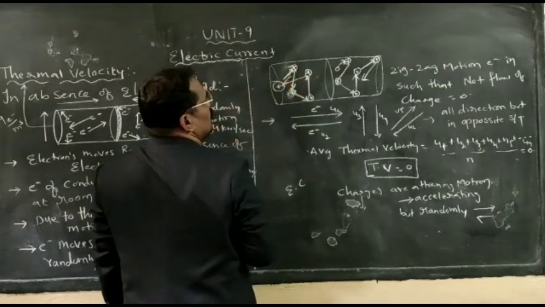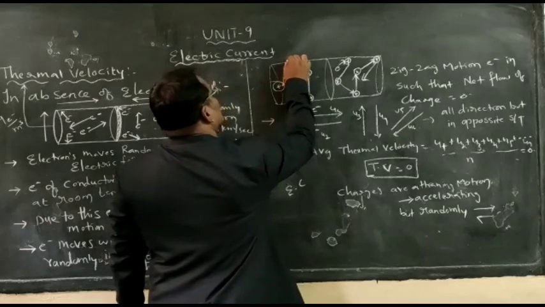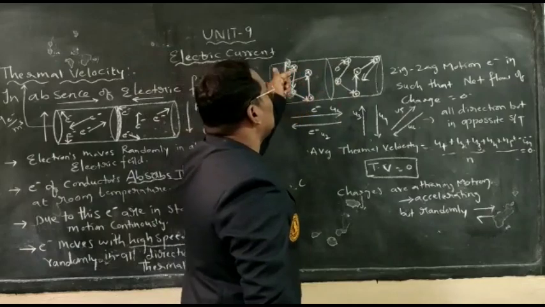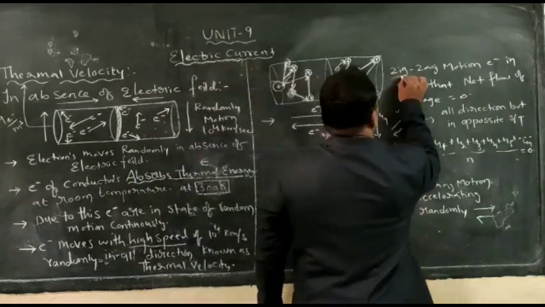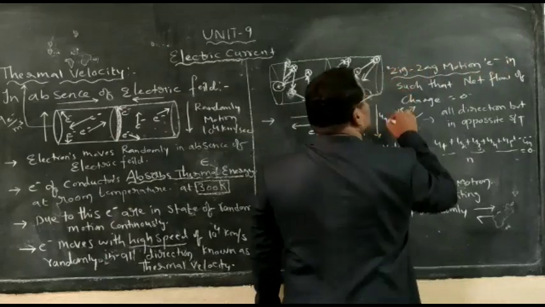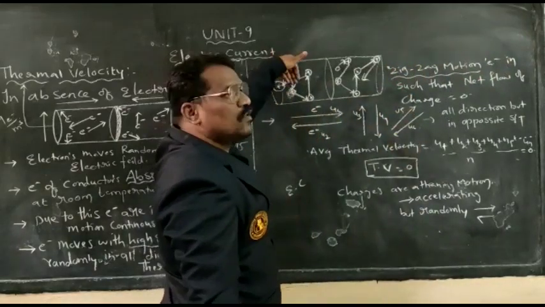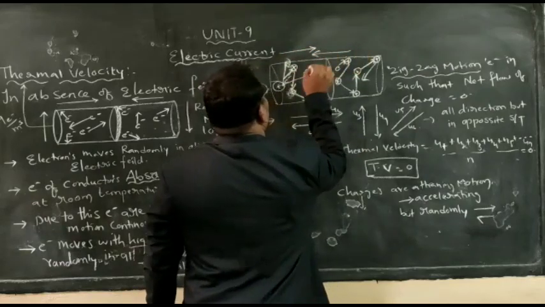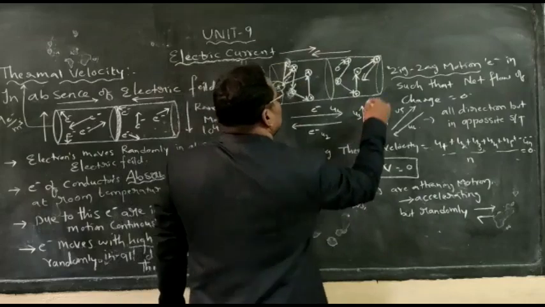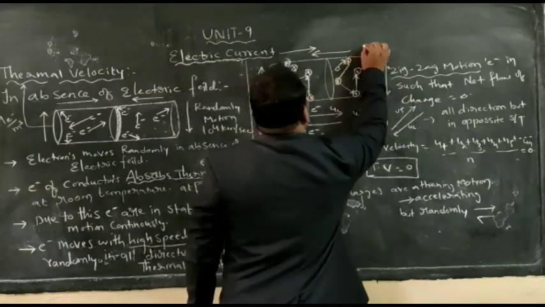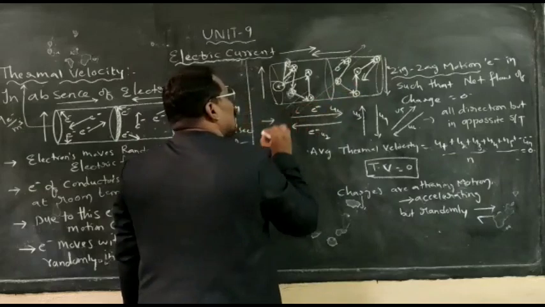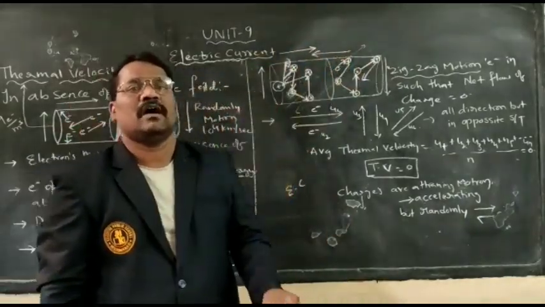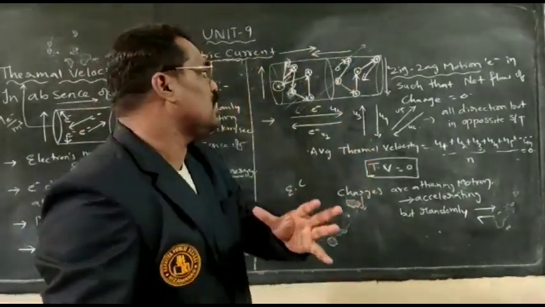Here one lattice region is there, and the electron collides with it. Then again the electron moves in this direction, colliding with a lattice region. So the motion of electrons within the conductor will be in a zigzag way. Some electrons are moving in this direction, some in that direction, all in different directions, so the net flow of charge will be equal to 0.